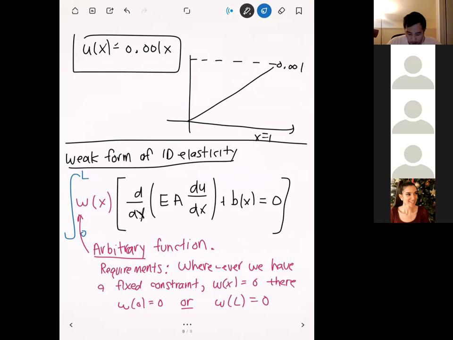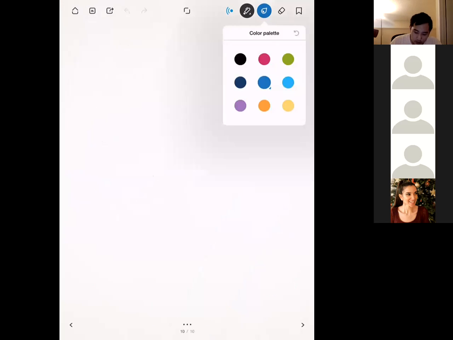Right. And once we do this, we're going to have a big long integral expression. Okay. And so what I'm going to do here is, because once this w of x distributes through, it's going to distribute to both the derivative term and also b of x. And so I'm going to separate those two out into separate integrals. Okay. All right. So let's go ahead and do that on this page.